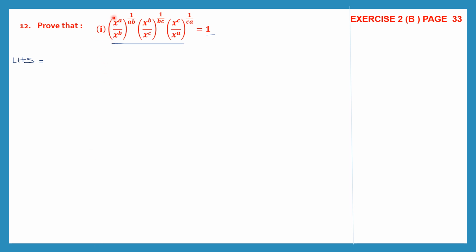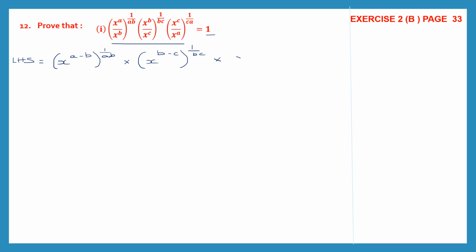Here we have x to the power of a by x to the power of b, the whole thing raised to the power of 1 by ab. So first what we can do is, since it's division and the base is the same, we can subtract the powers. So here we can write x raised to the power of a minus b, this whole thing raised to the power of 1 by ab, into, similarly, we can do for the next one because the base is the same. x to the power of b minus c, the whole thing raised to the power of 1 by bc.